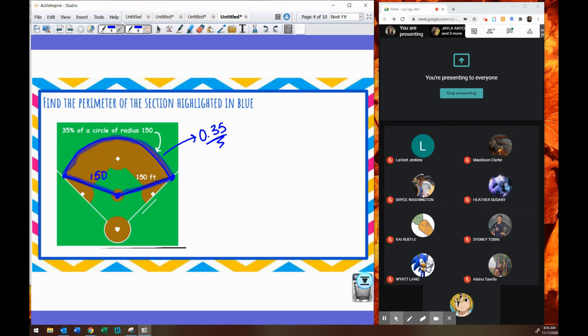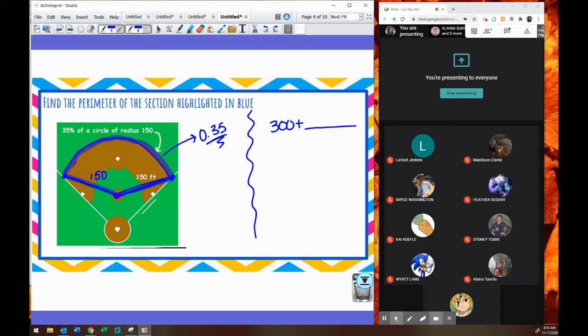So let's just start. Are we a little stuck? Perimeter means add it up. So do your straight parts first. If you add up your straight edges, what do you get? 300. So then you just have to find your circular part. What do you know about the circle?